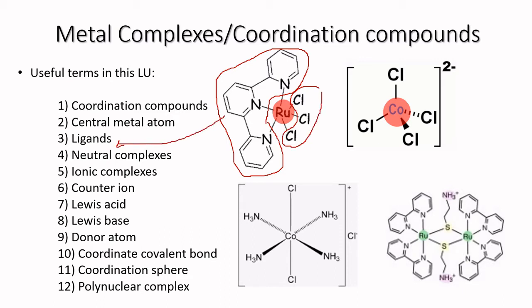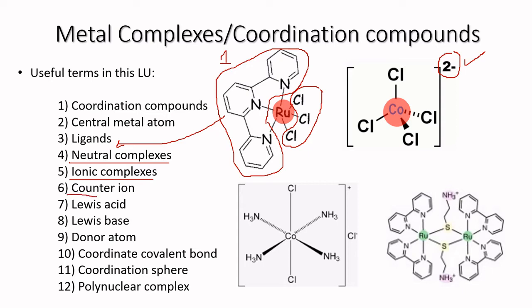Okay, another term, which is neutral complex. A neutral complex is when you have a complex that does not have charge, meaning it is neutral. For example, this first molecule, compound 1, is a neutral molecule because it does not have charge. Okay, now we have ionic complex, which is example 2 here. You can see that outside of the bracket you have 2 minus, meaning this is the charge of the complex. So this is considered an ionic complex.